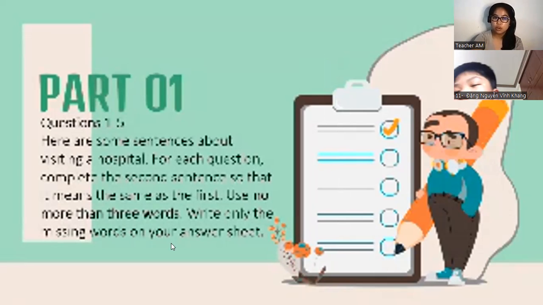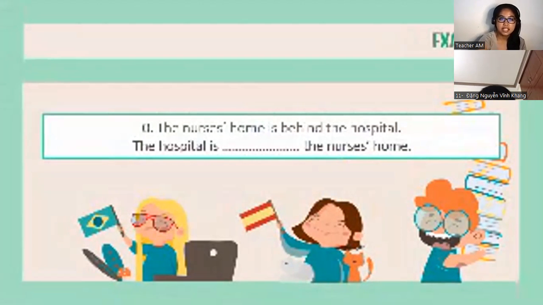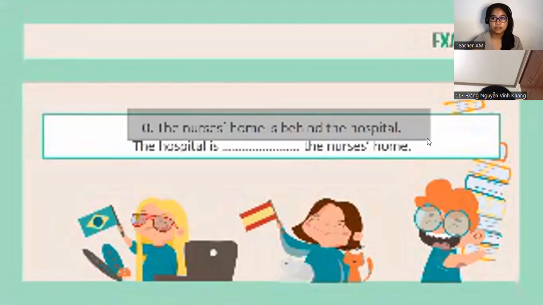Okay, so here in part one, there are questions one to five. For each question, you're going to complete the second sentence so that it means the same as the first. You use no more than three words, and you write only the missing words on your answer sheet. Before that, we have an example. Can you please read this sentence, Vin?